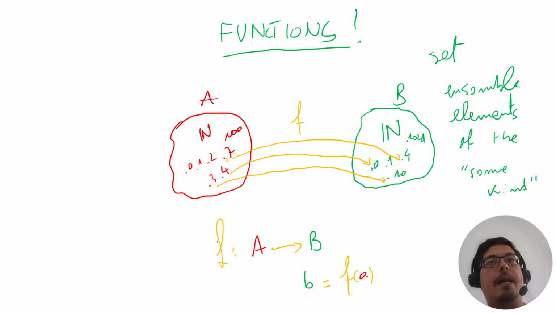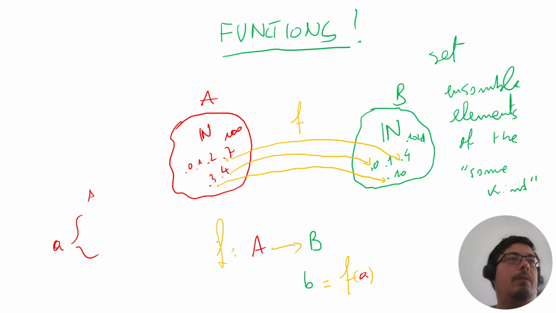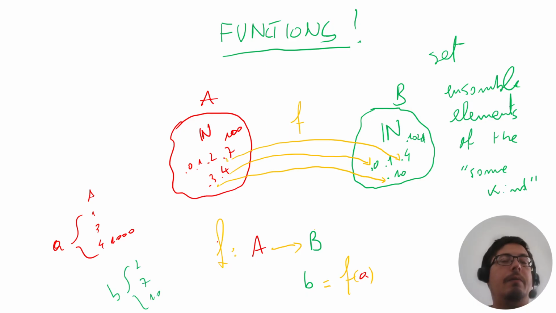So a is any number. A is any number in the set A. It could be 1, 2, 4, 1,000, whatever. And small b can be any number, 2, 7, 10, whatever. It doesn't matter. So small b is one precise number that is general. It can be any.